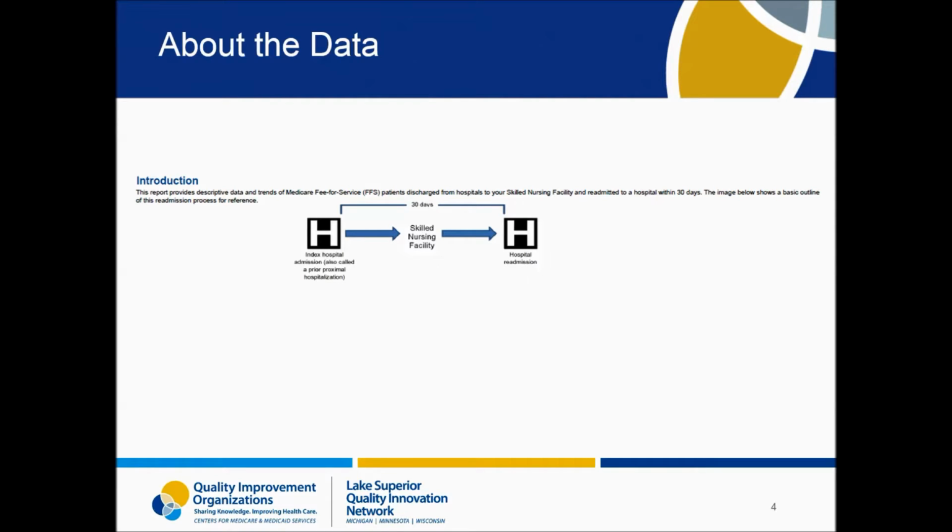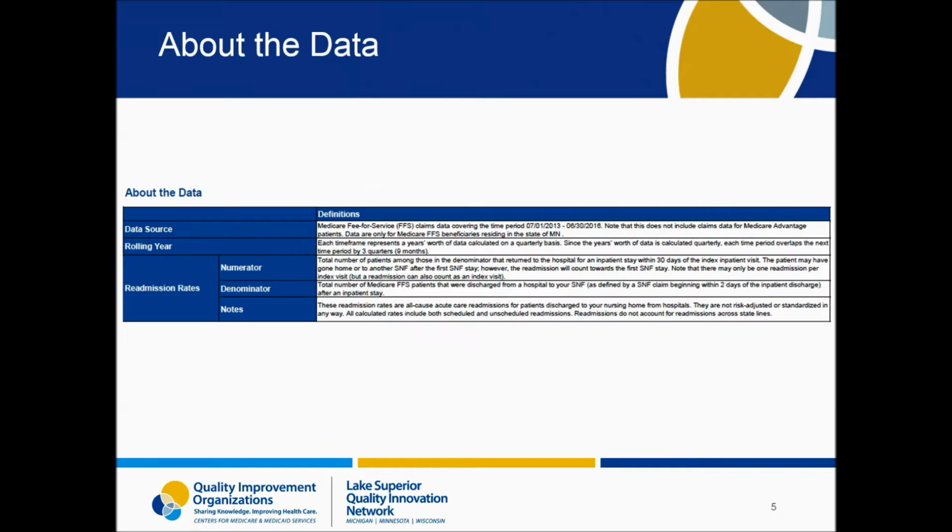The report will provide descriptive data and trends of Medicare fee-for-service patients who are discharged from hospitals to your nursing home or skilled nursing facility and readmitted to a hospital within 30 days. The image below shows a basic representation of that process. It's important to note that the readmission rates throughout this report will not be identical to the new rehospitalization quality measure. The rates are an approximation intended to help you track your readmission rates more closely.